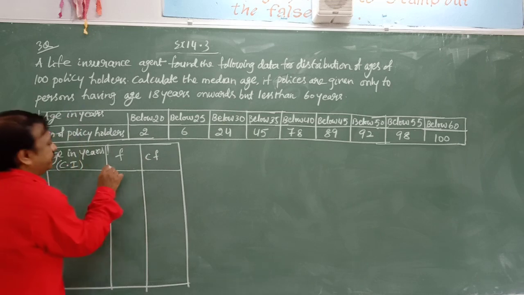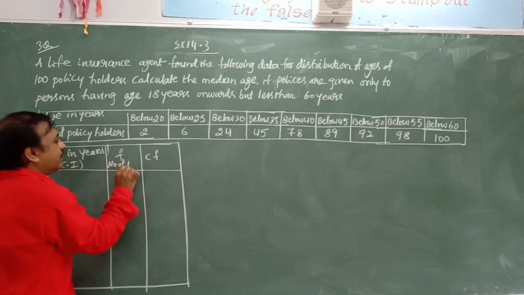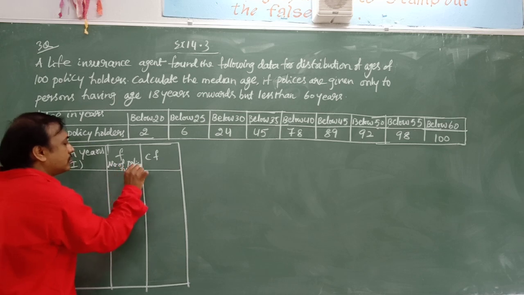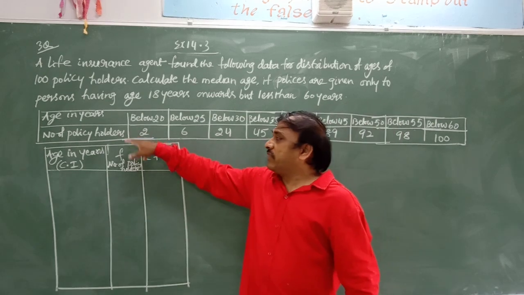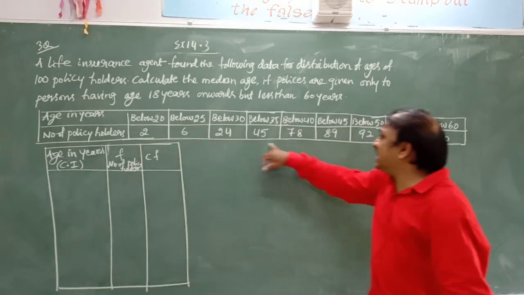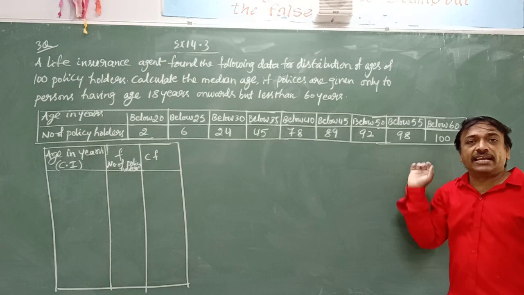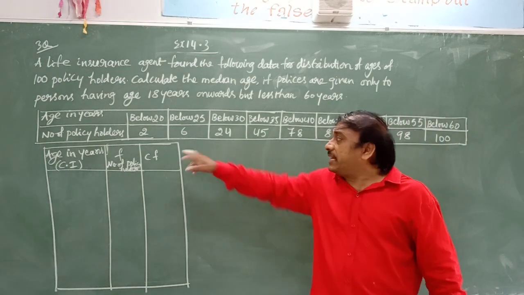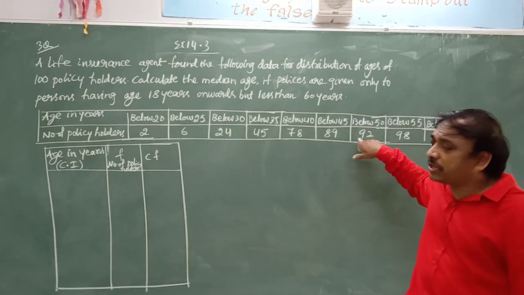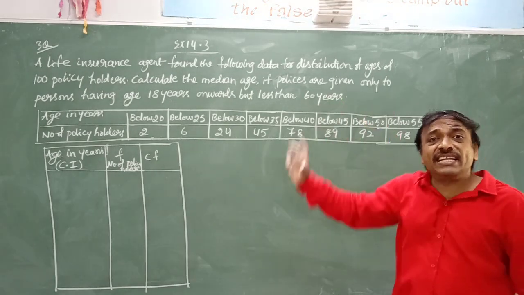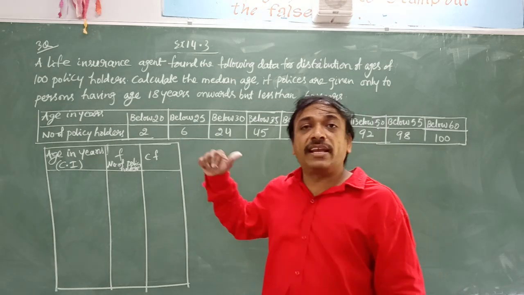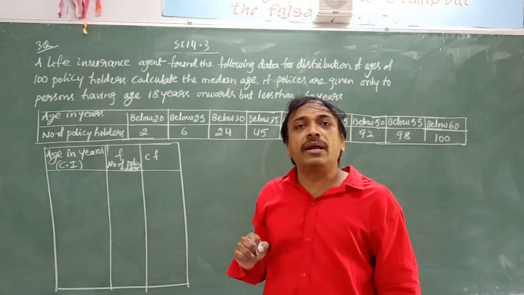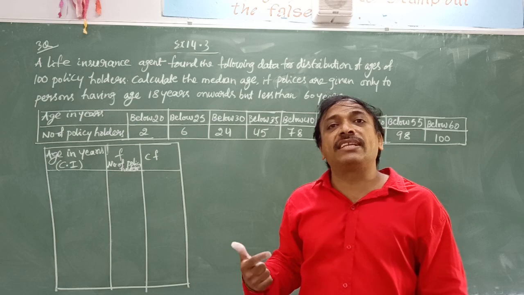Here, number of policy holders, observe it here. The frequency is in increasing order. When the frequency column, number of policy holders, is in increasing order till the last, that means we need to think whether these are frequencies or cumulative frequencies.